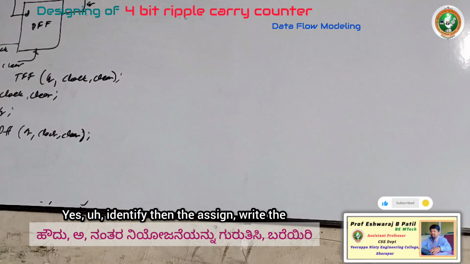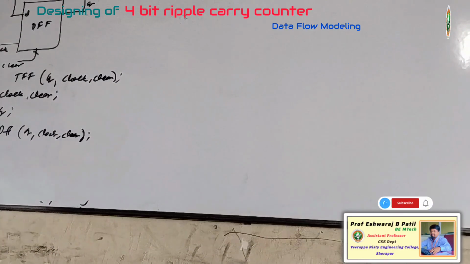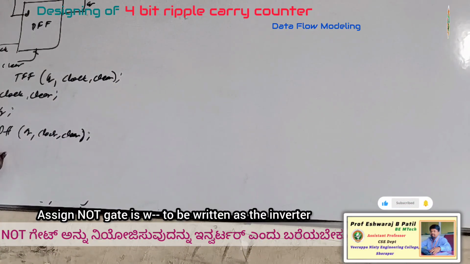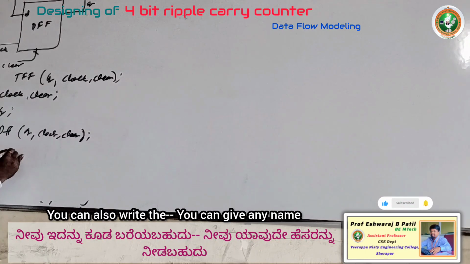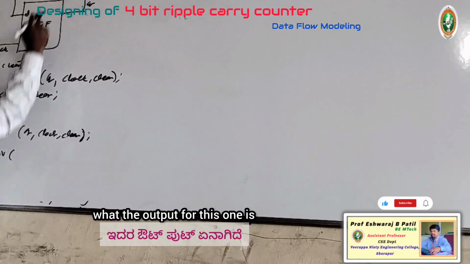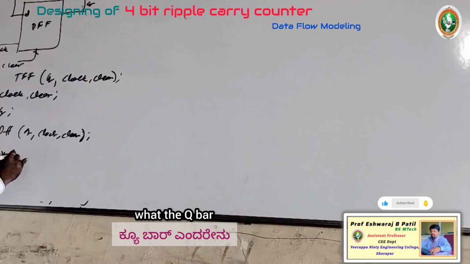Identify, then assign. The NOT gate is to be written as the inverter. You can give it any name. The input for this one is Q, and the output for this one is Q bar.